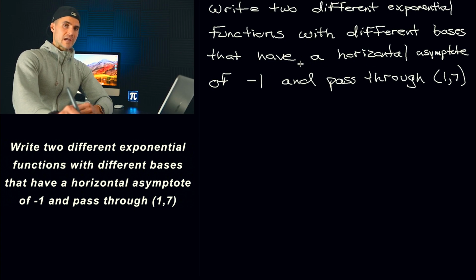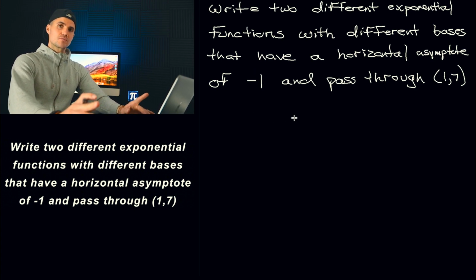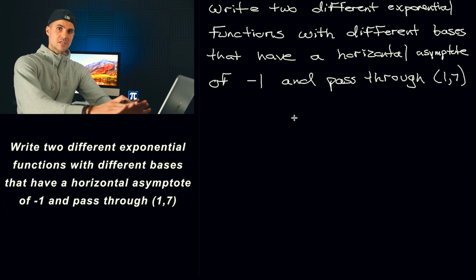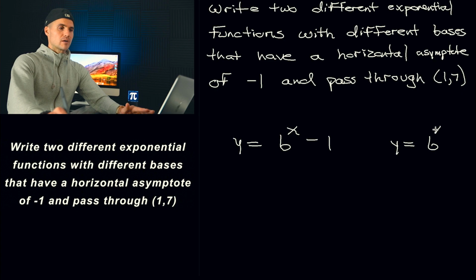Now, if the exponential function is going to have a horizontal asymptote of -1, which of the transformation values does that deal with? The c value, right? The c value is always equal to the horizontal asymptote. So right away we know for whatever exponential function we write, there's going to be a c value of -1. And so we know that we're going to have exponential functions with a c value of -1, like that.